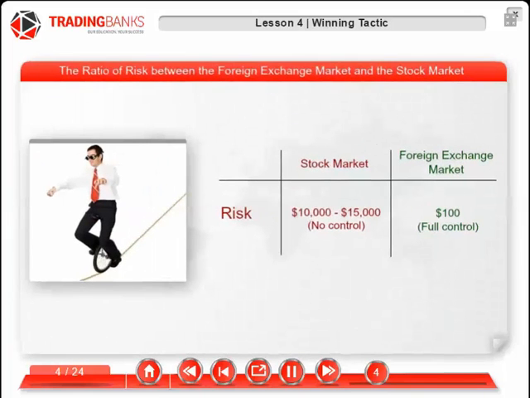Let's get back to the transaction we were discussing, the 10,000 euro transaction. The value of each pip is $1. Assuming that I was right and the euro rose by 100 pips in a day, I profited $100 in 1 day. I will place a stop loss order at 50 pips and risk $50, or I will place a stop loss order at 100 pips and risk a maximum of $100. Why do I have to risk $10,000 to $15,000 in the money market in order to make $100 when in the forex market I can risk a maximum of only $100?